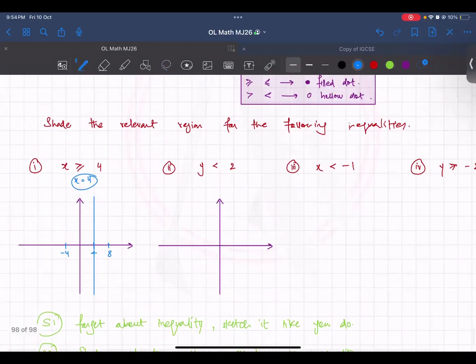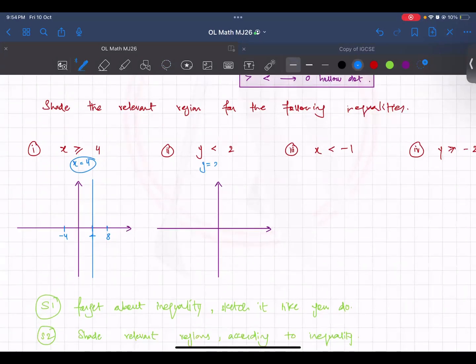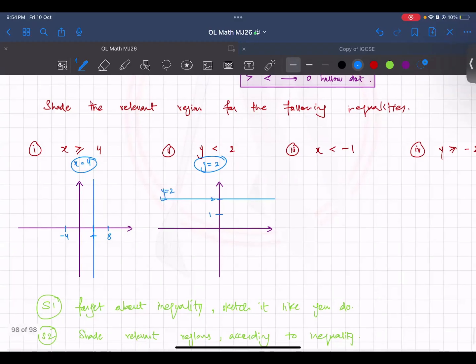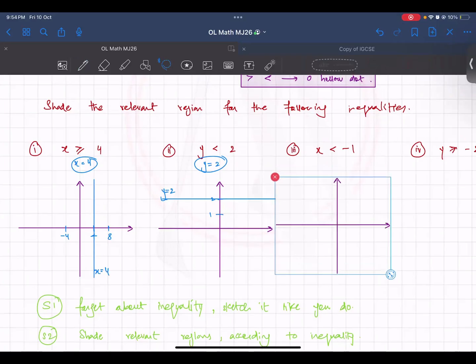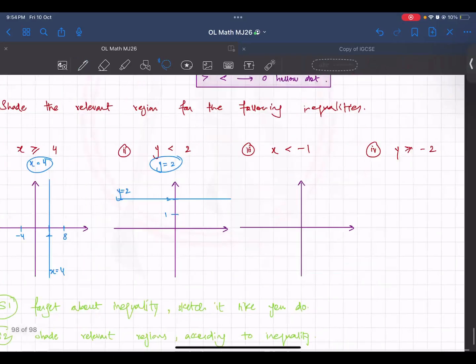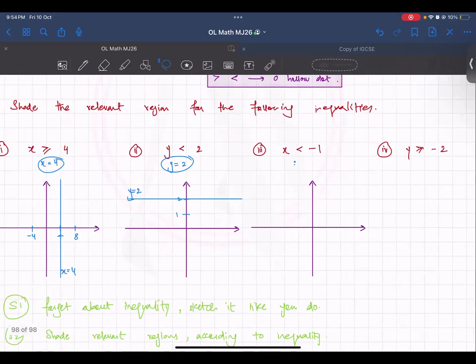This would be, if I forget about the inequality, the equation would be y is equals to 2. So it would be y is equals to, let's suppose this is 1, this is 2. Y is equals to 2 line. This is x is equals to 4 line. This is x is equals to, sorry, x is equals to -1 line. If you remove the inequality, so -1 is over here.